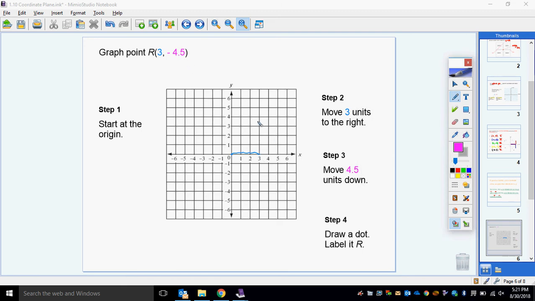So since it's negative, I don't want to go up. I want to go down 4.5. So 1, 2, 3, 4, and I need to go a half more. So I don't want to go a full one more. I'm going to end up right here at the half mark. So it says draw a dot and label it R. So this would be point R.